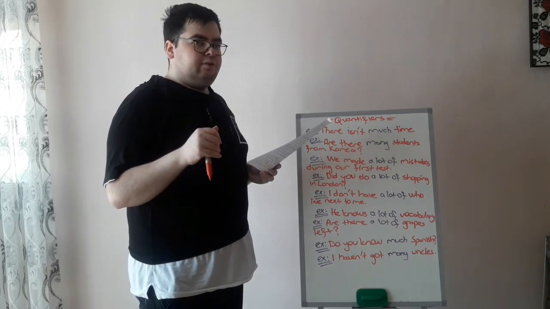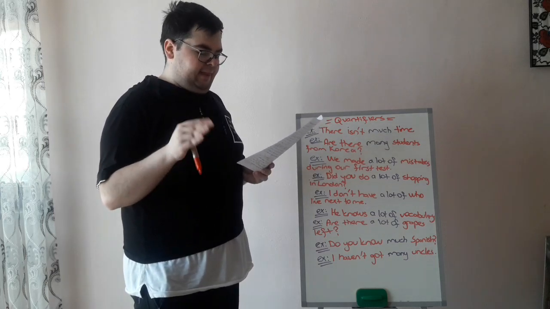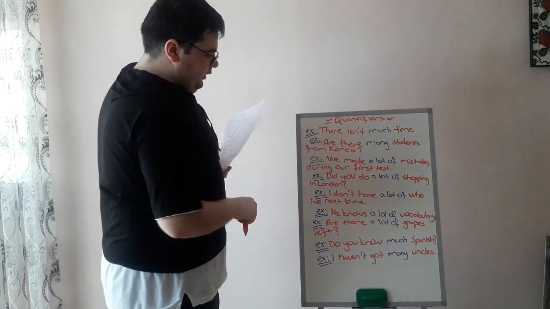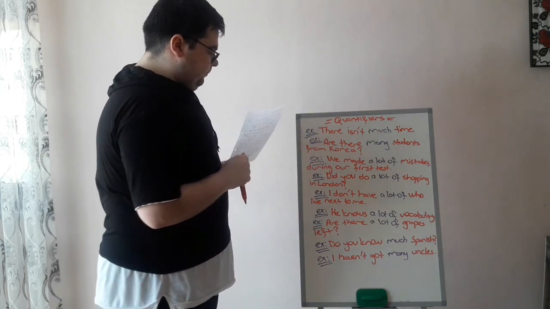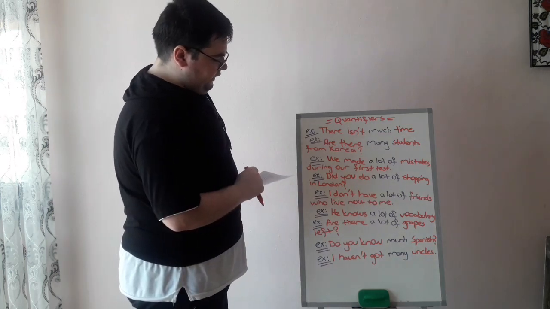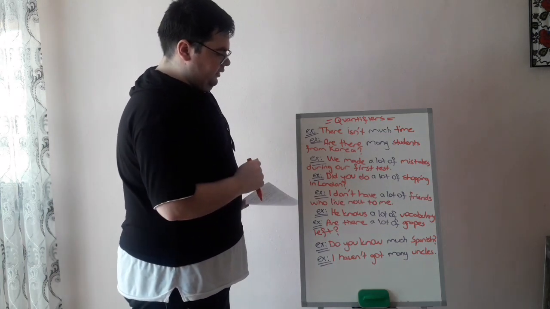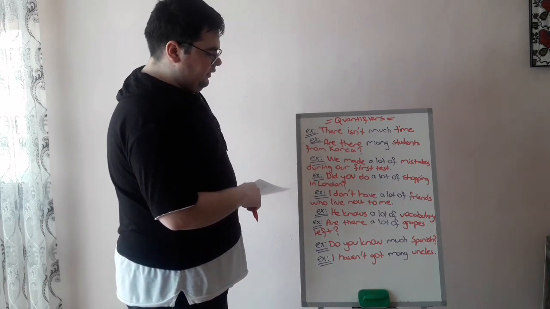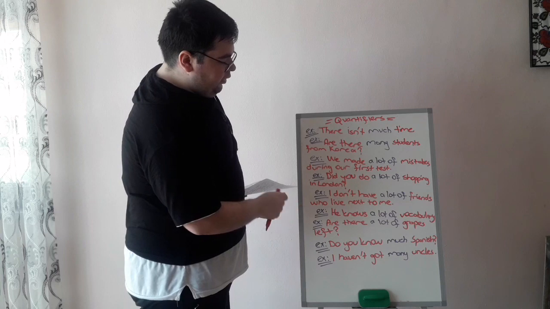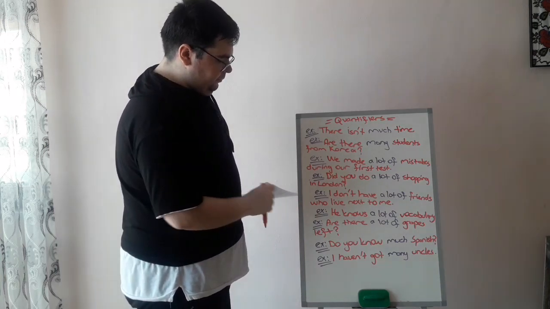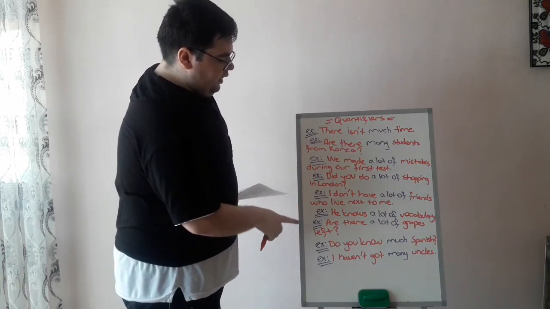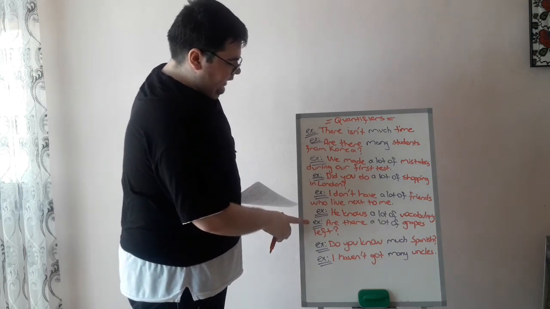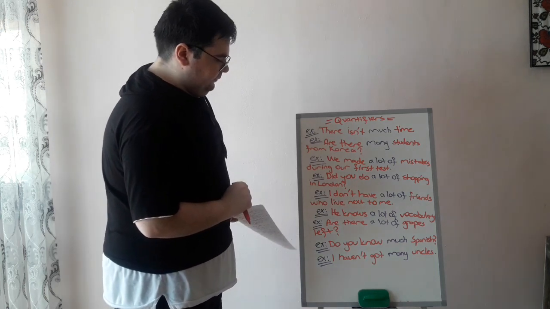We can use a lot of in positive and negative sentences and questions. Let's look at our examples. I don't have a lot of friends who live next to me. Here is our negative sentence example. Let's continue. He knows a lot of vocabulary. Positive sentence. Are there a lot of grapes left? And question sentence.